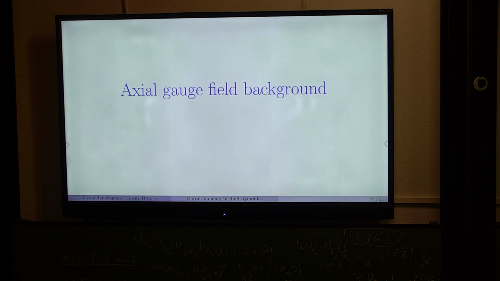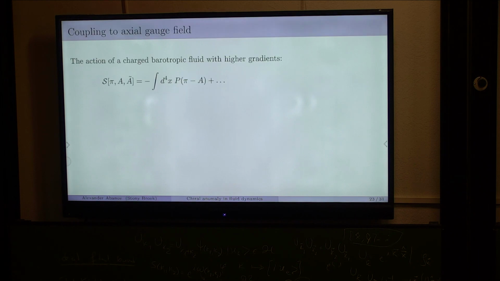And now we have to try to turn on another extra gauge field, which is coupled to this current, and see what happens with the vector current. So how they actually mutually affect each other. Any questions? So, okay, still good with time.